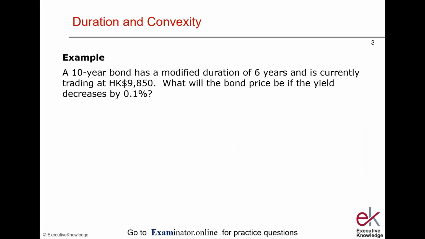And to a worked example, a 10-year bond has a modified duration of 6 years. Now, they can refer to it in time period 6 years or 6. The years is not a major issue, and it is currently trading at 9,850. What will the bond price be if the yield decreases by 0.1%? We take the formula that we were introduced to a moment ago, minus D multiplied by the change in yield in decimal multiplied by price.